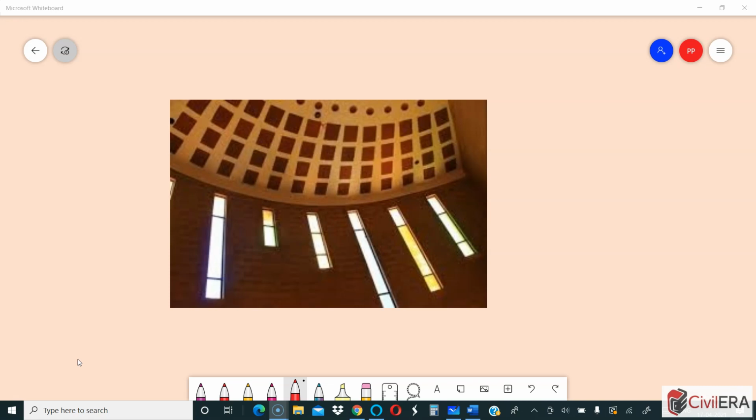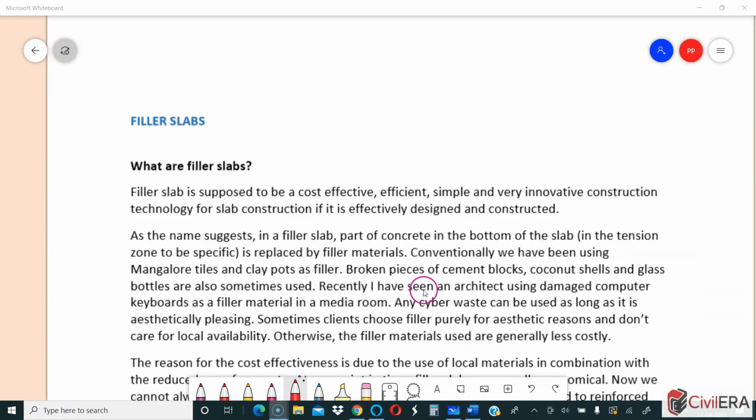So let's discuss an alternate slab system, filler slabs. What are filler slabs? Filler slab is supposed to be a cost-effective, efficient, simple and very innovative construction technology for slab construction. Now it is very efficient if it is effectively designed and constructed, so that's very important. That's what we are going to discuss.